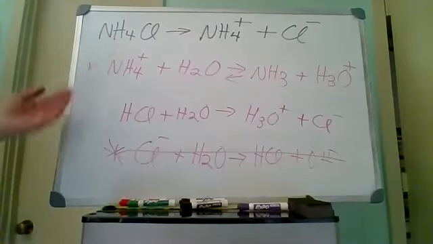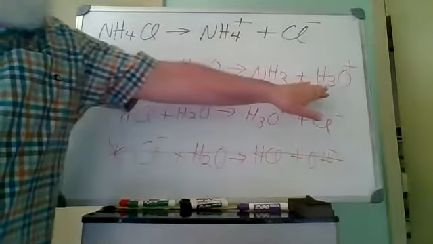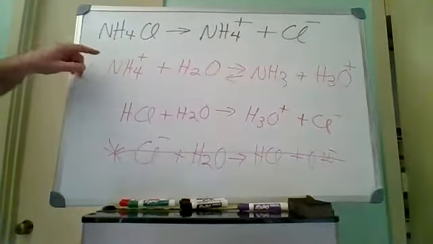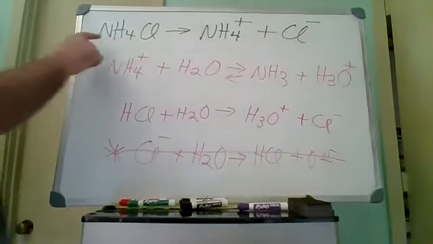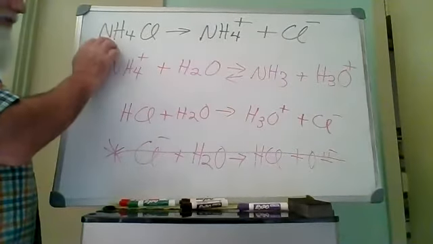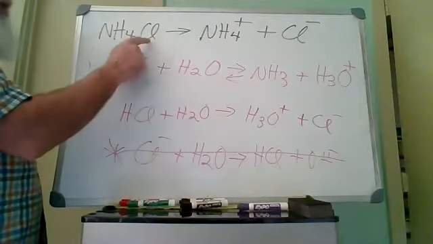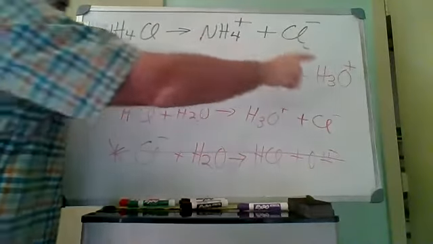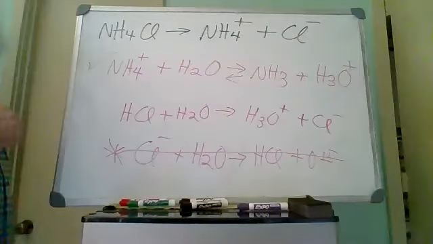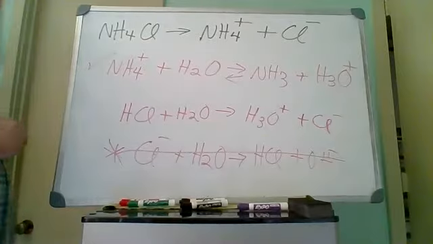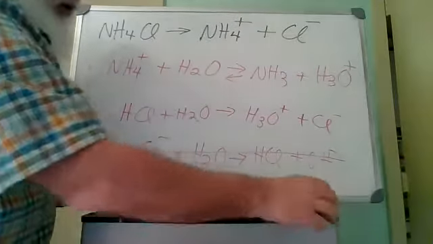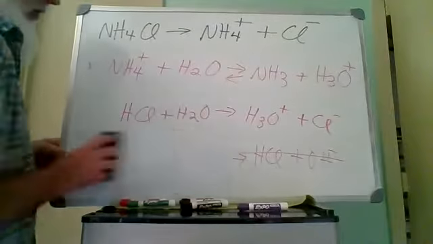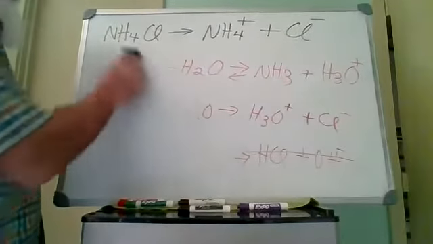All right? But right now, it's good enough for us just to recognize that the ionization of a salt from a cation from a weak base and an anion from a strong acid will produce a slightly acidic solution. Okay? Any questions or comments there? Well, let's look at a different one.